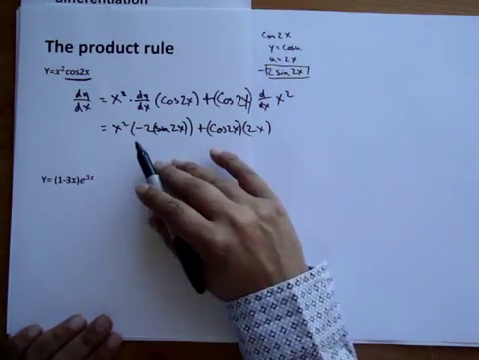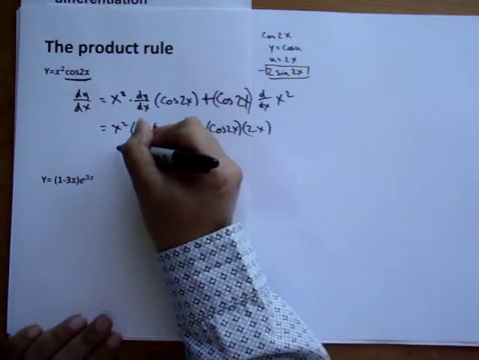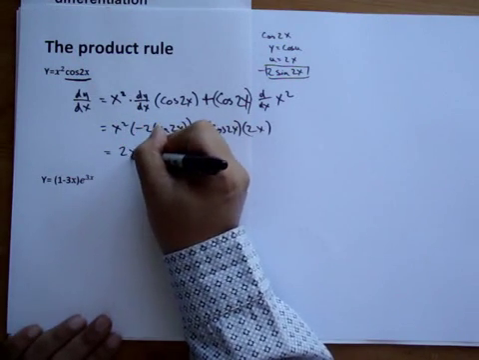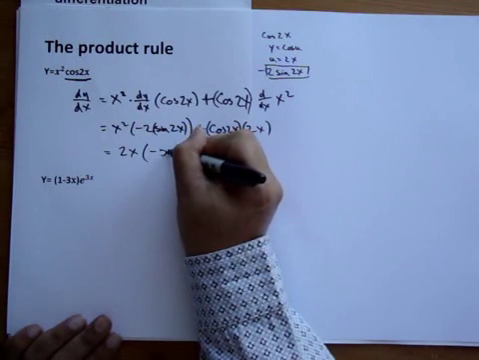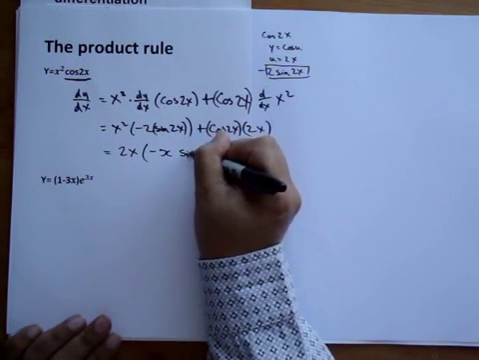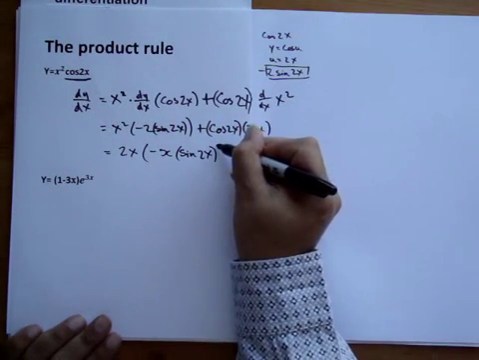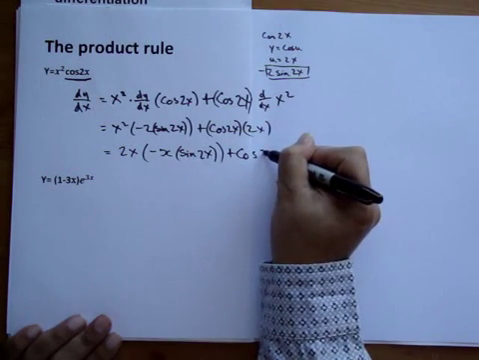When we multiply the brackets out and tidy up, this becomes, we can take a 2x out, and in the bracket we have minus x sine 2x plus cos 2x.